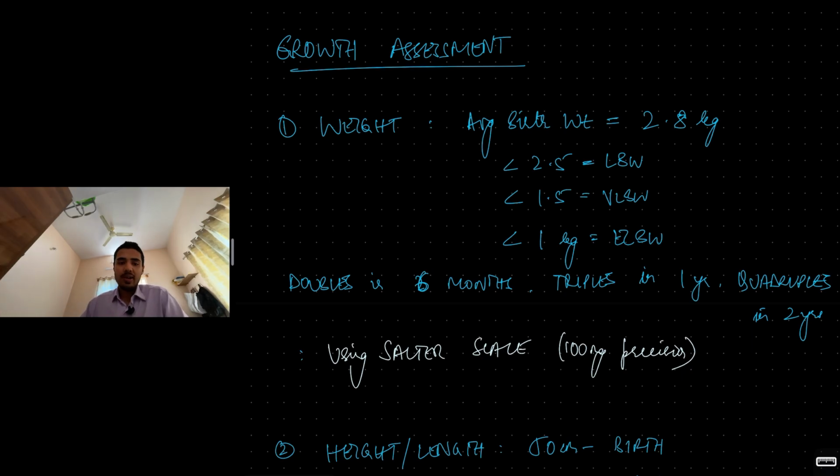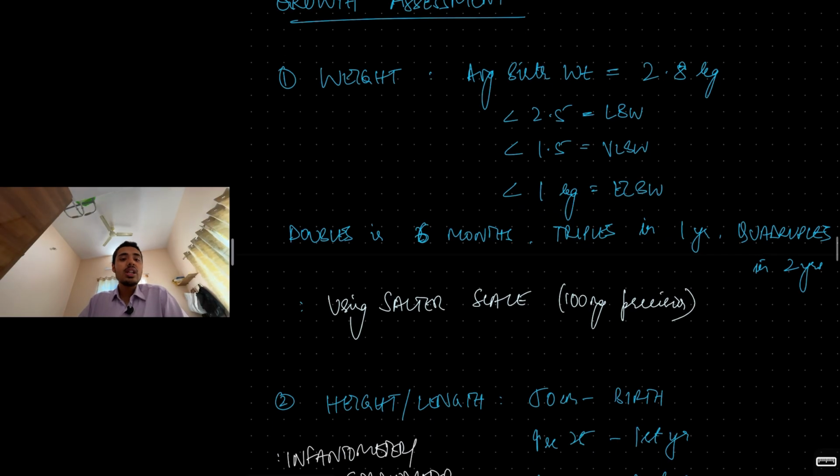Now, coming to the important part, growth assessment. What all will you check? You'll check for weight. Average birth weight in our country is 2.8 kgs. Less than 2.5 kgs, low birth weight. Less than 1.5 kg, very low birth weight. Less than 1 kg, extremely low birth weight. And birth weight doubles in 6 months, triples in 1 year, quadruples in 2 years.